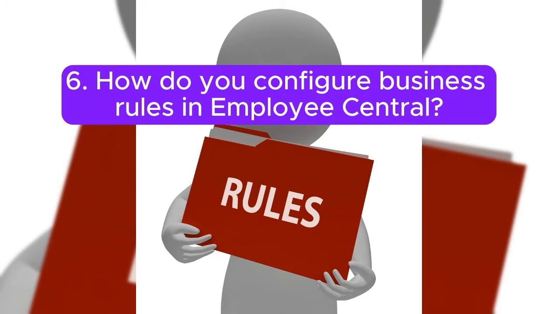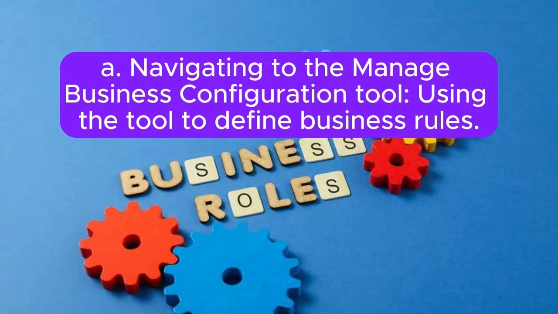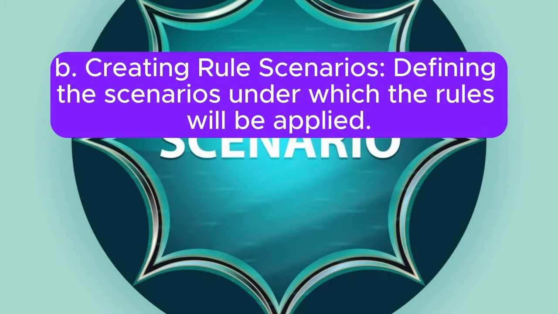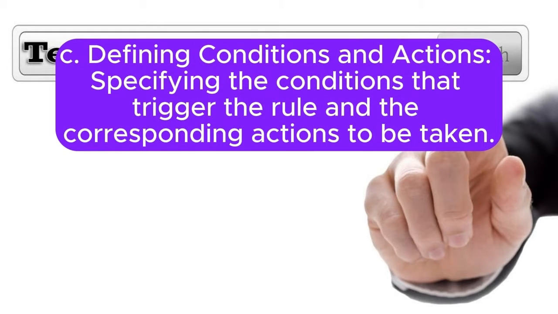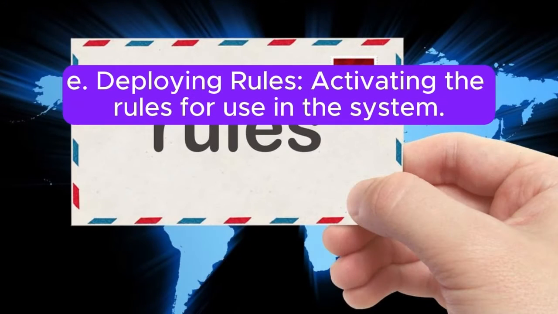6. How do you configure business rules in Employee Central? Answer. Configuring business rules in Employee Central involves: A. Navigating to the Manage Business Configuration tool, using the tool to define business rules. B. Creating rule scenarios, defining the scenarios under which the rules will be applied. C. Defining conditions and actions, specifying the conditions that trigger the rule and the corresponding actions to be taken. D. Testing and validation, testing the rules to ensure they function correctly. E. Deploying rules, activating the rules for use in the system.